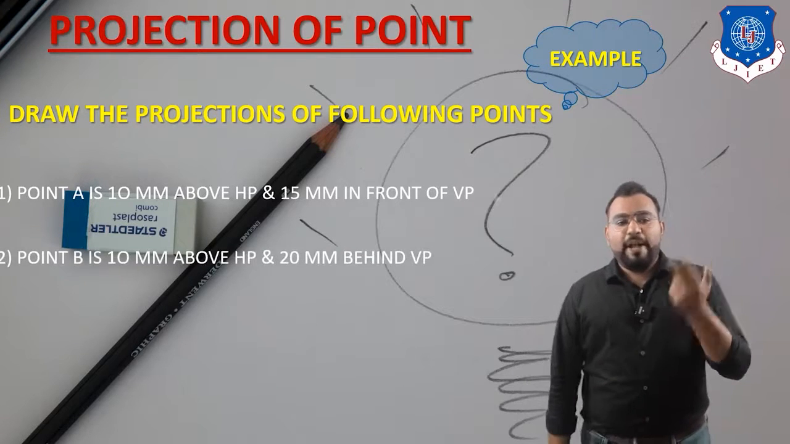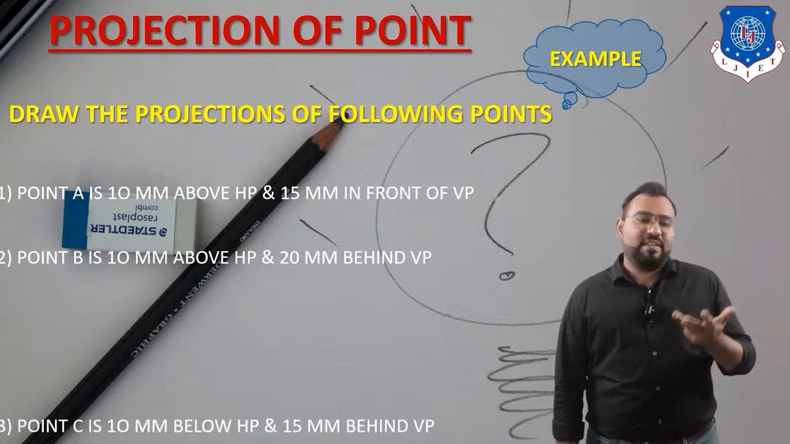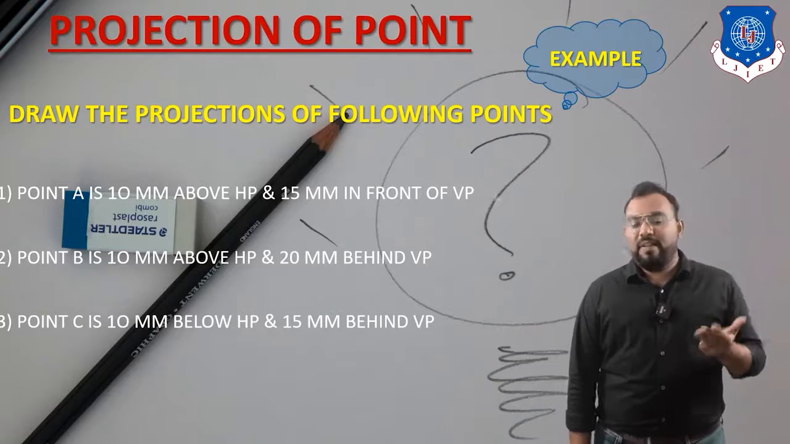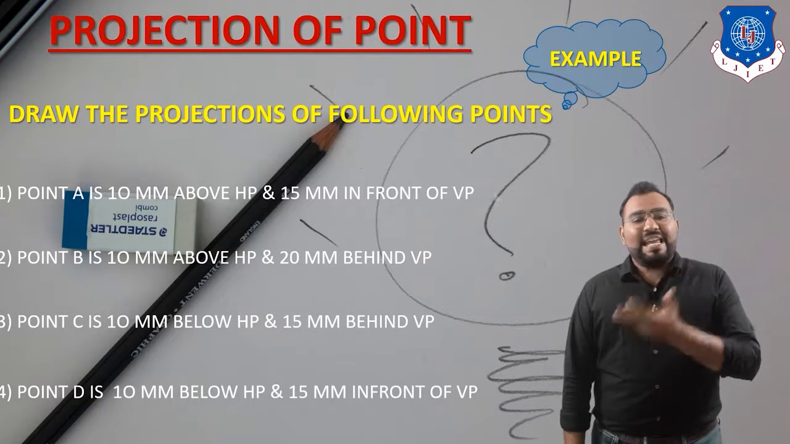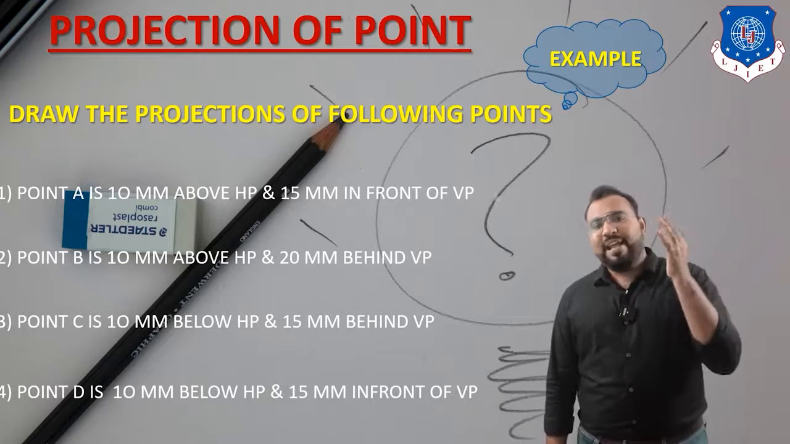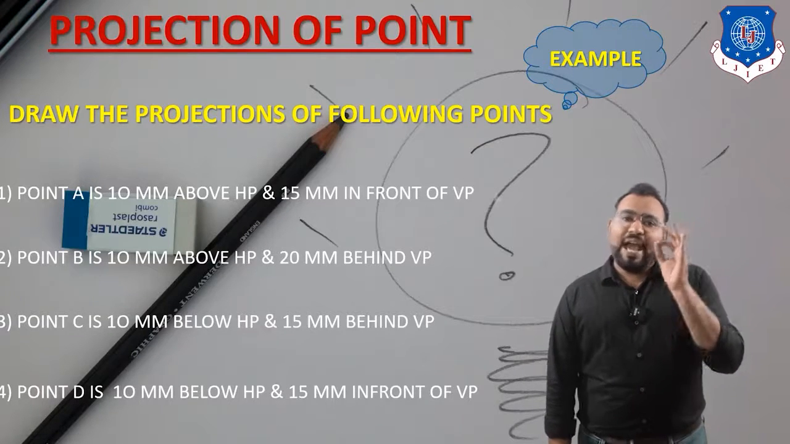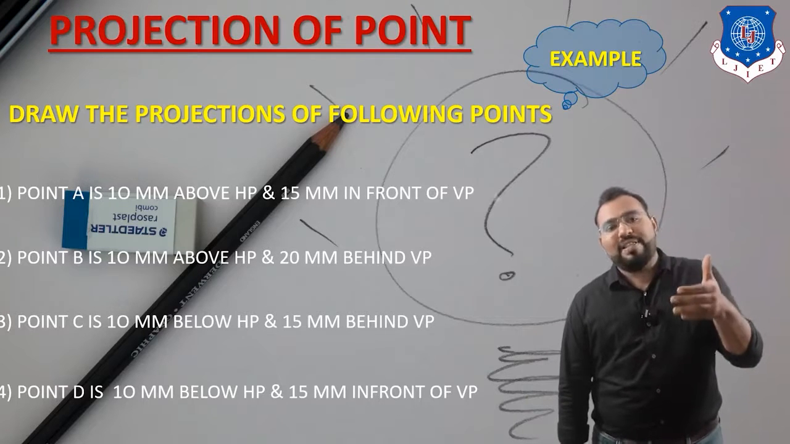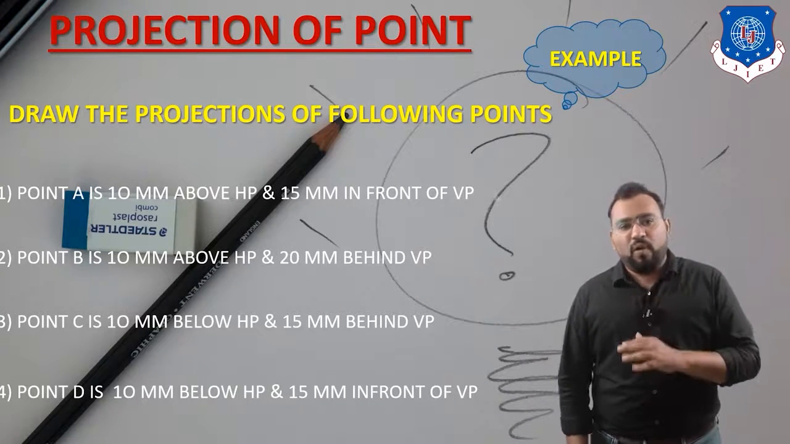Second, point B is 10 mm above HP and 20 mm behind VP. Then third, point C is 10 mm below HP and 15 mm behind VP. And point D is 10 mm below HP and 15 mm in front of VP. So he has given point A, point B, point C and point D, and we have to do the projections of these points. So let us solve this example in our drawing book.